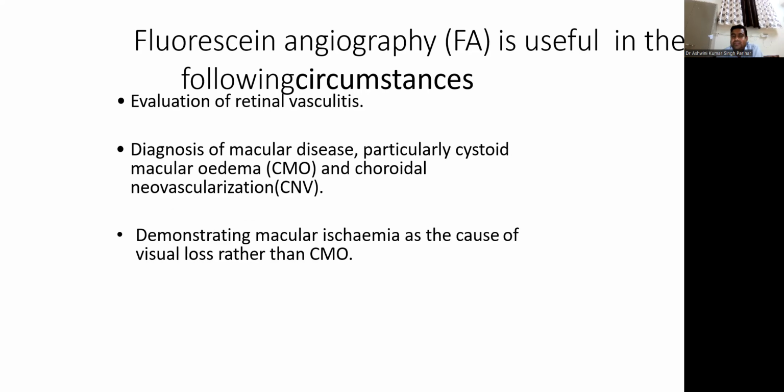Fluorescein angiography is useful in the following circumstances. If there is suspicion of retinal vasculitis, we can use fluorescein angiography to assess the condition. It is used for diagnosis of any macular disease, particularly cystoid macular edema, or any CNVM or CNV if you suspect it. It also demonstrates, in case of CMO, any ischemic lesion or macular ischemia. If we suspect that macular ischemia is the cause of visual loss rather than CMO, it can be diagnosed with fluorescein angiography.